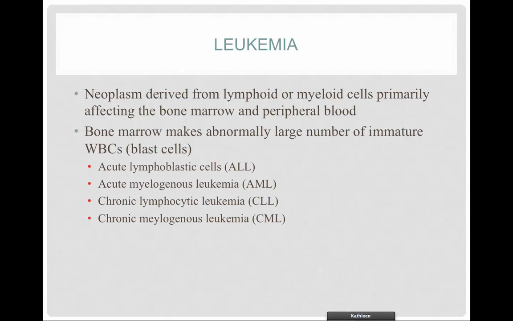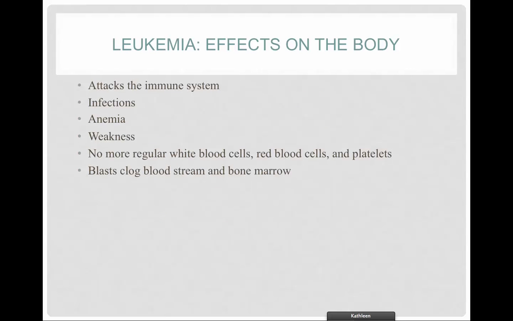The bone marrow makes abnormally large numbers of immature white blood cells, blast cells. You can have acute lymphocytic leukemia, acute myelogenous leukemia, chronic lymphocytic leukemia, and chronic myelogenous leukemia. So it's ALL, AML, CLL, and CML. And those would be diagnosed with a bone marrow biopsy.